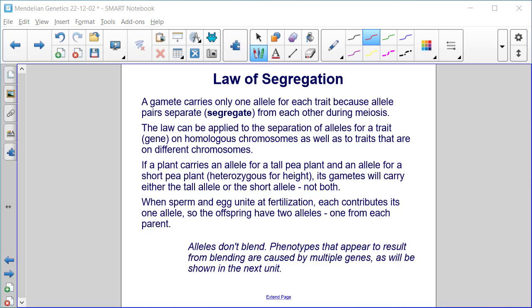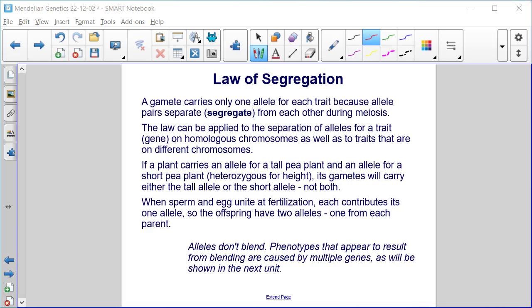The law can be applied to the separation of alleles for a trait or gene on homologous chromosomes as well as to traits that are on different chromosomes. If a plant carries an allele for a tall pea plant and an allele for a short pea plant, in other words, heterozygous for height, its gametes will carry either the tall allele or the short allele, not both.